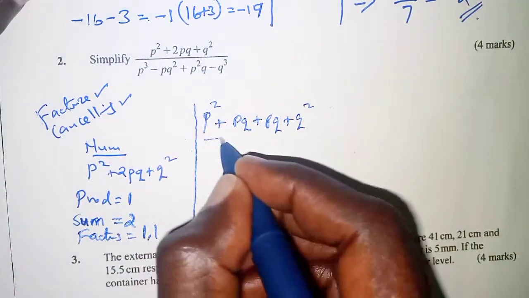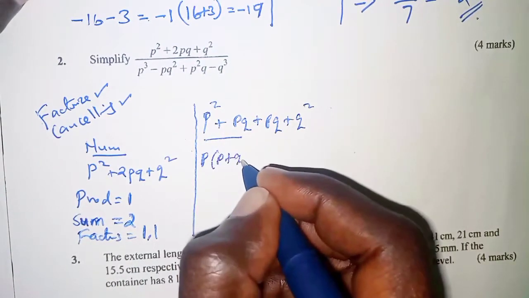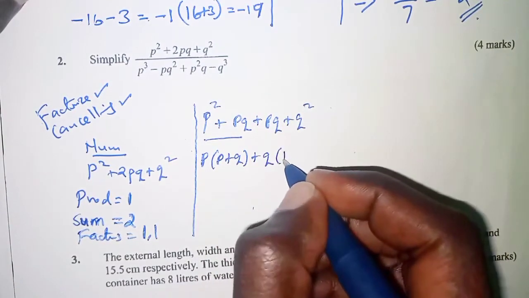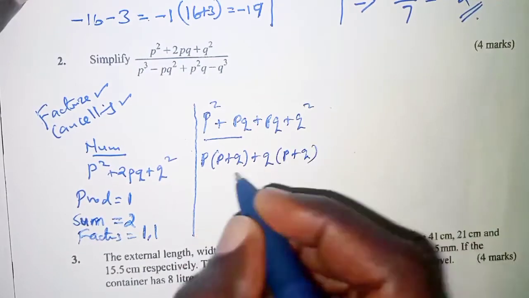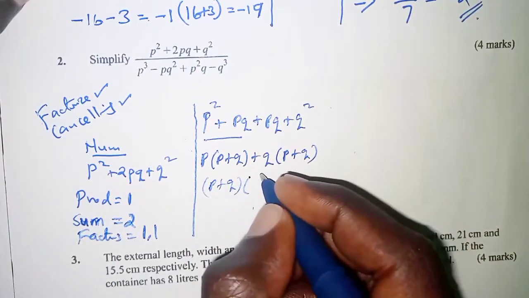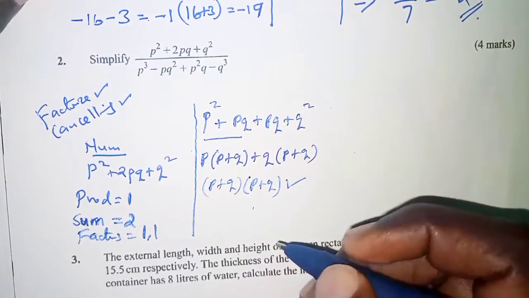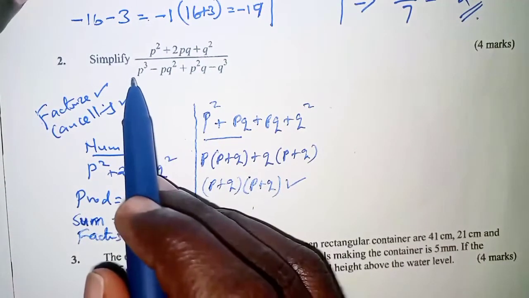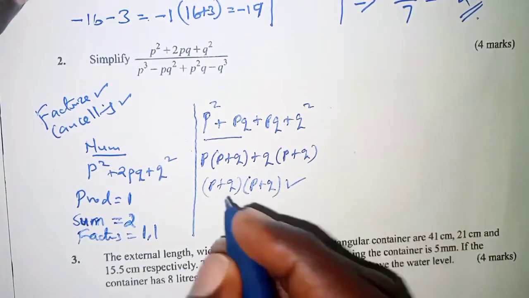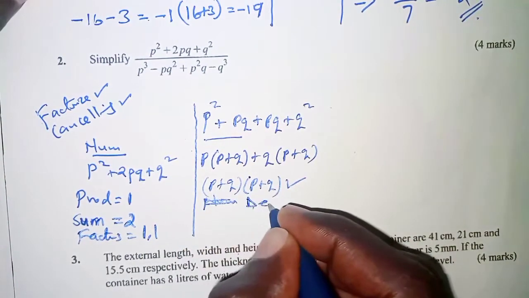So we can group this first part and have p as a common factor, so p into p plus q. And then for the second group we have q as a common factor, so plus q into p plus q. So here we have p plus q factored out, and then in the brackets p plus q. So that is for the numerator. For the denominator, we already have 4 terms, so this we can just factorize easily.